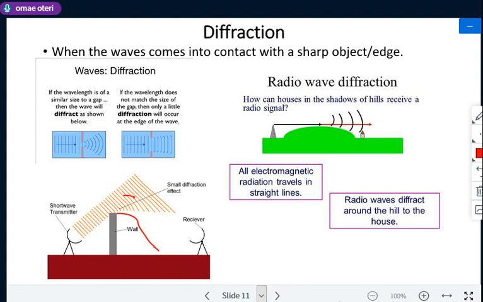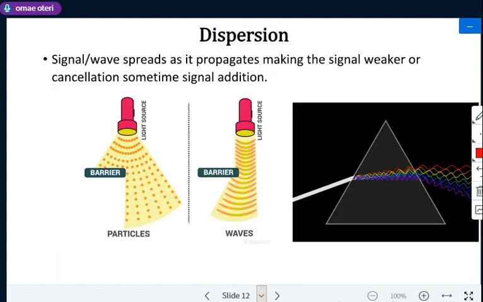But the others are the ones which the members have indicated, where the signal is really degraded and we have lost a lot of signal, so that we won't be able to receive it. And that reduces the quality of service. So dispersion is the next concept. And dispersion can actually appear in two ways.